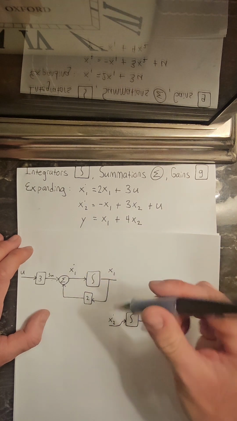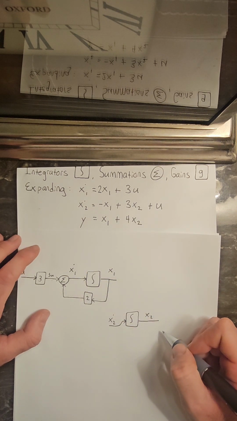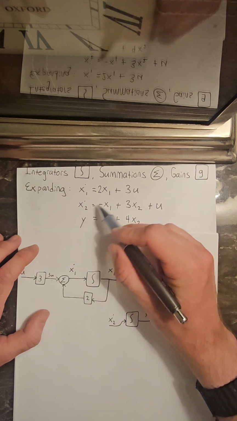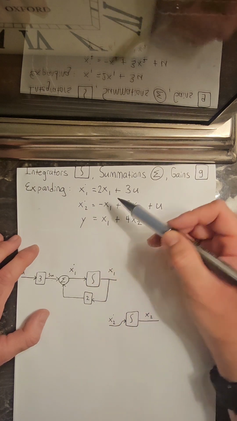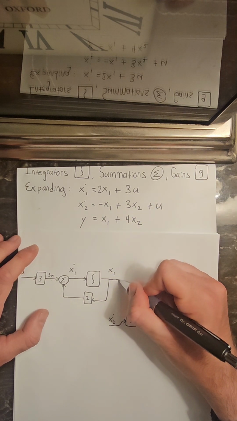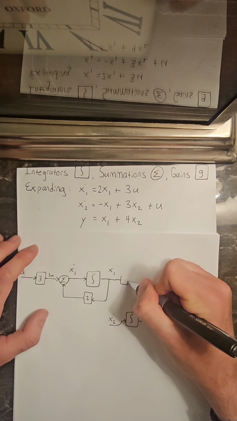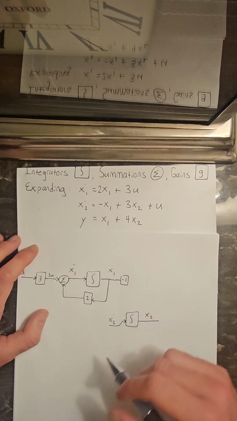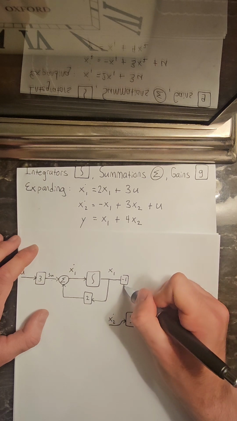Now let's take care of x2 dot. So we have negative 1 times x1 here. So x1's clearly being multiplied by negative 1 at some point. So perhaps we just put that here, negative 1. And this is being added. Let's draw a line.